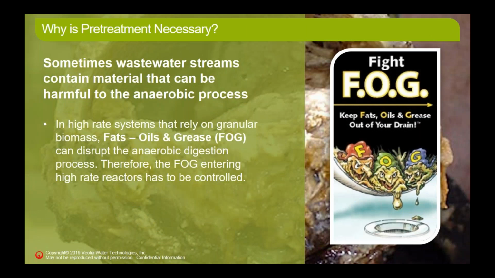Sometimes wastewater streams contain materials that can be harmful to anaerobic process. One of the big things that can be harmful, although probably mostly biodegradable, is fats, oils, and grease. We don't want them in an anaerobic high-rate system because they can cause the bacteria to float out of the system. Fats float on water. They also can cover the granules, which reduces the activity of the biomass, which is not a good thing. Although some fats, oils, and greases can be digested, it's not going to happen in a time frame that's allowable that we see in UASB and EGSB systems.